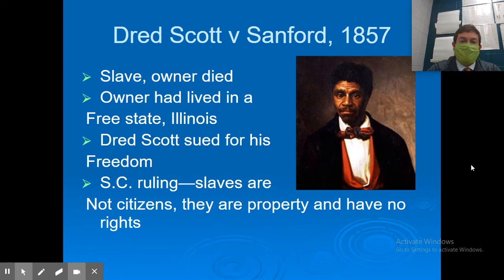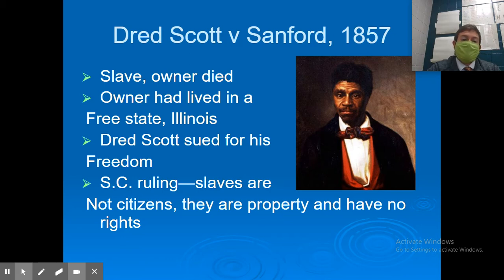One of the biggest court cases that you need to know prior to the Civil War is Dred Scott versus Sanford. This happened in 1857. There was a slave named Dred Scott. His owner died. His owner had lived in a free state, which was Illinois. Dred Scott sued for his freedom because the person that he belonged to had died.